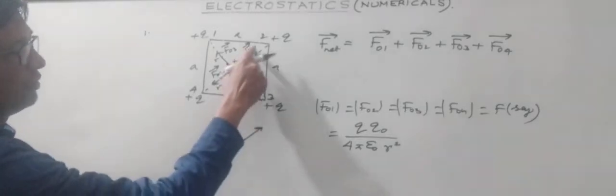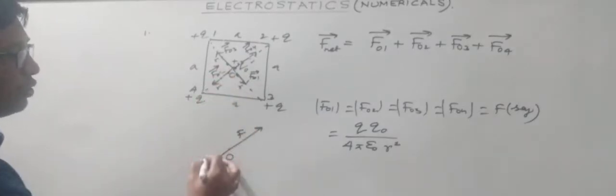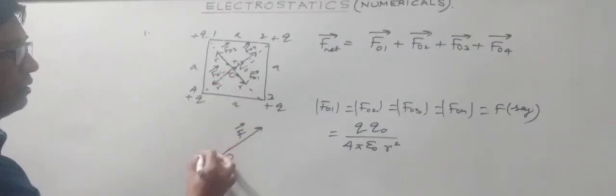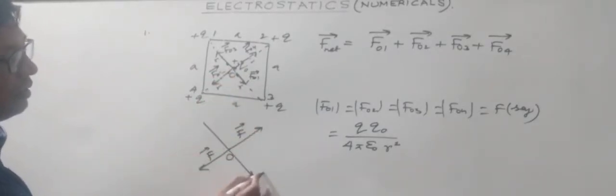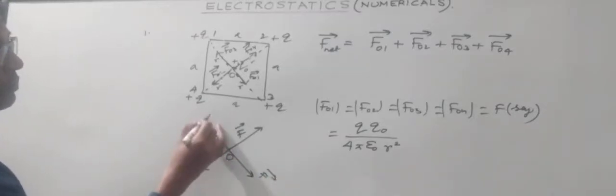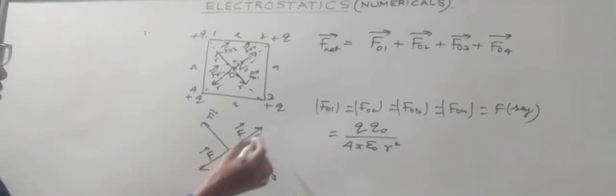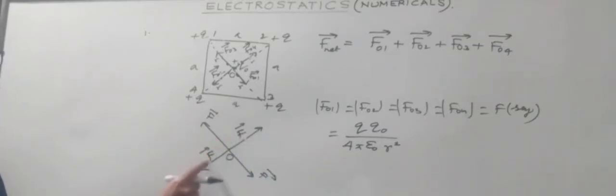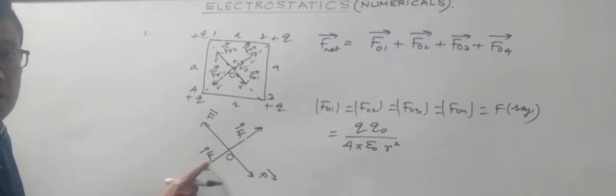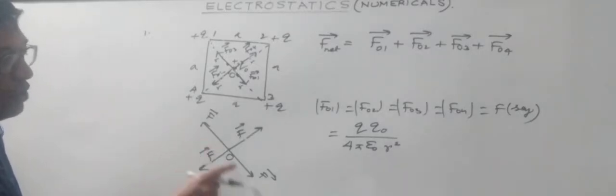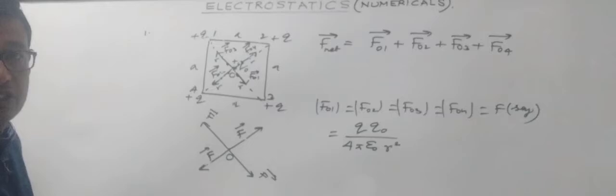The magnitude of F04 is F, the magnitude of F02 is also F. This is F and its magnitude is F. All the forces are of equal magnitude. Now, these two are of equal magnitude, opposite angle, so they will tend to nullify the effect of each other. Similarly, these two forces are of equal magnitude and opposite angle, they will also nullify the effect of each other.